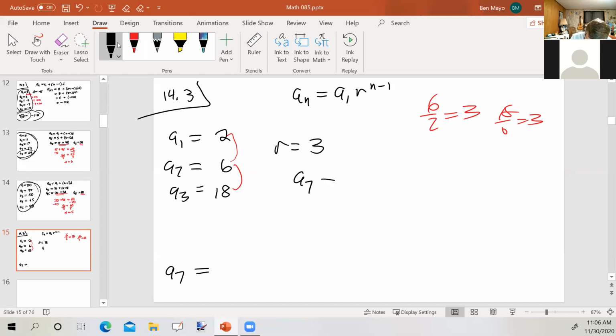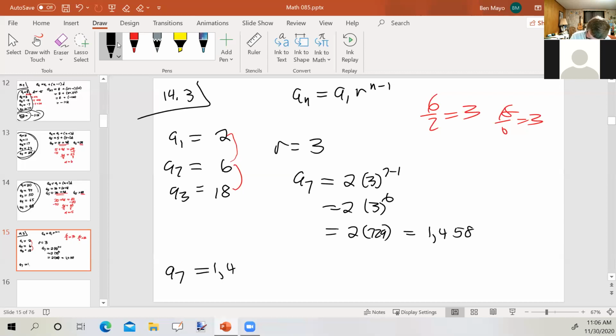So a sub 7 would be a sub 1 times 3 to the 7 minus 1 power, which would be 2 times 3 to the 6th power, which would be 2 times, let's see here, 3 to the 6th power is 729, and that times 2 is 1,458. So a sub 7 would be 1,458. Any questions on that?